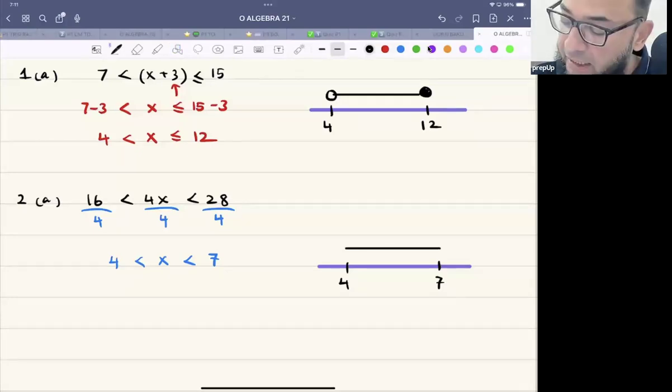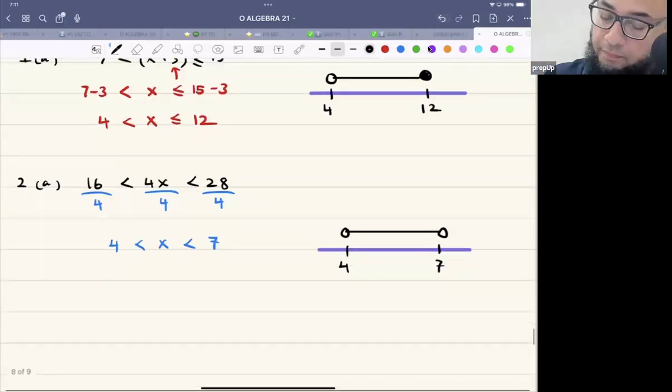And both circles are empty circles. This is an empty circle. I can just write it over here. This is an empty circle.